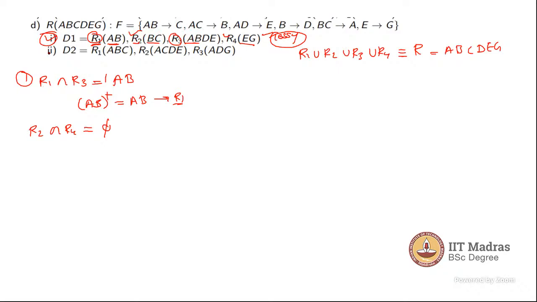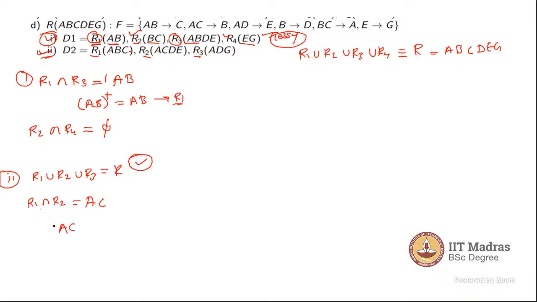Now if you see the second part, if you decompose into R1, R2, and R3, here let us check. R1 union R2 union R3 equals A, B, C, D, E, G. So it is equal to R. So the first condition is satisfied. Now let us try for R1 and R2. So R1 intersection R2. The common attribute between R1 and R2 is AC. So for AC, can I determine R1 or R2?